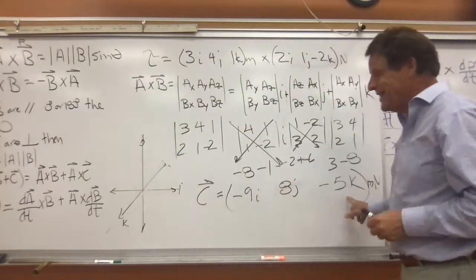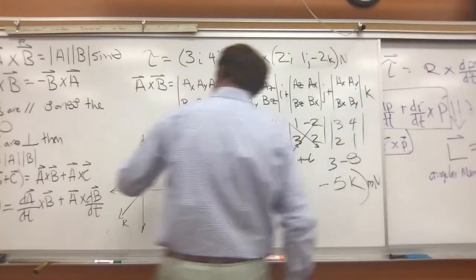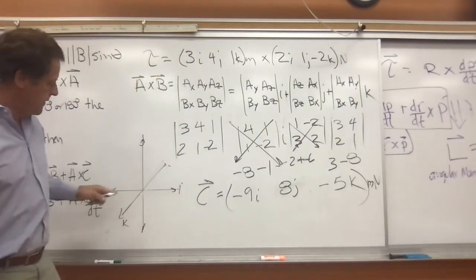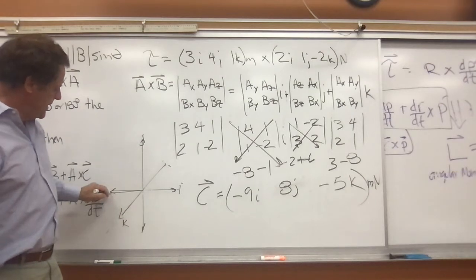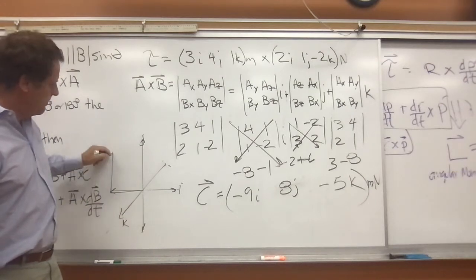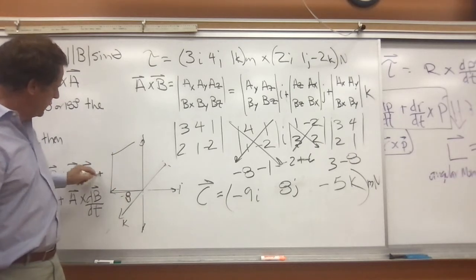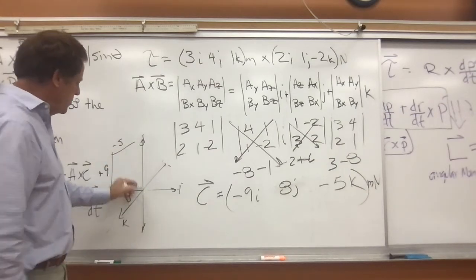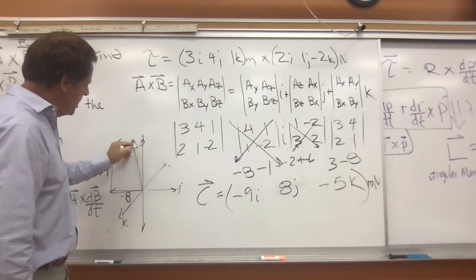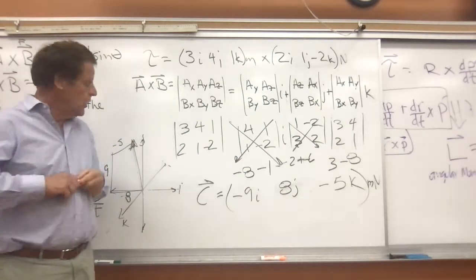So what does this mean? Well, it means that if we put in a 3-dimensional thing, here is our i or our x. We're going to go negative 9, then up 8, and then negative 5. So we have to think of this in 3 dimensions. That would be our resultant vector.